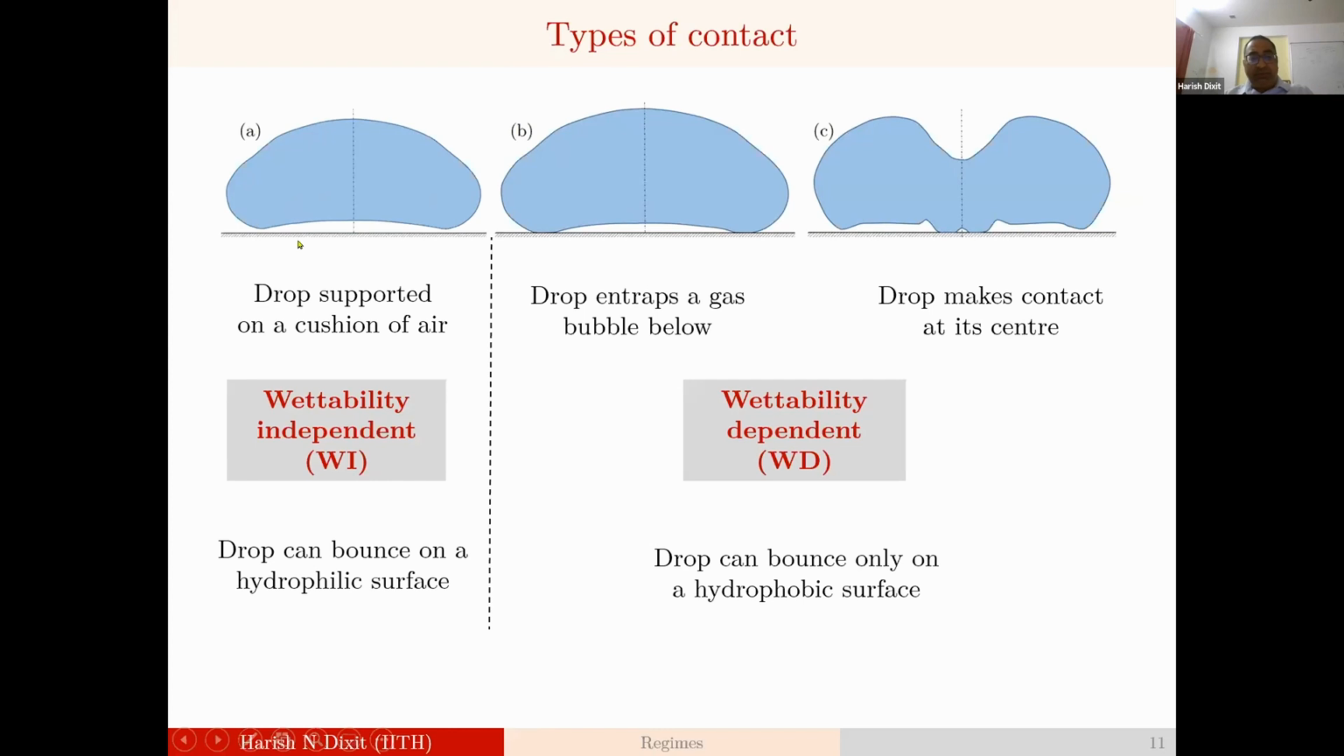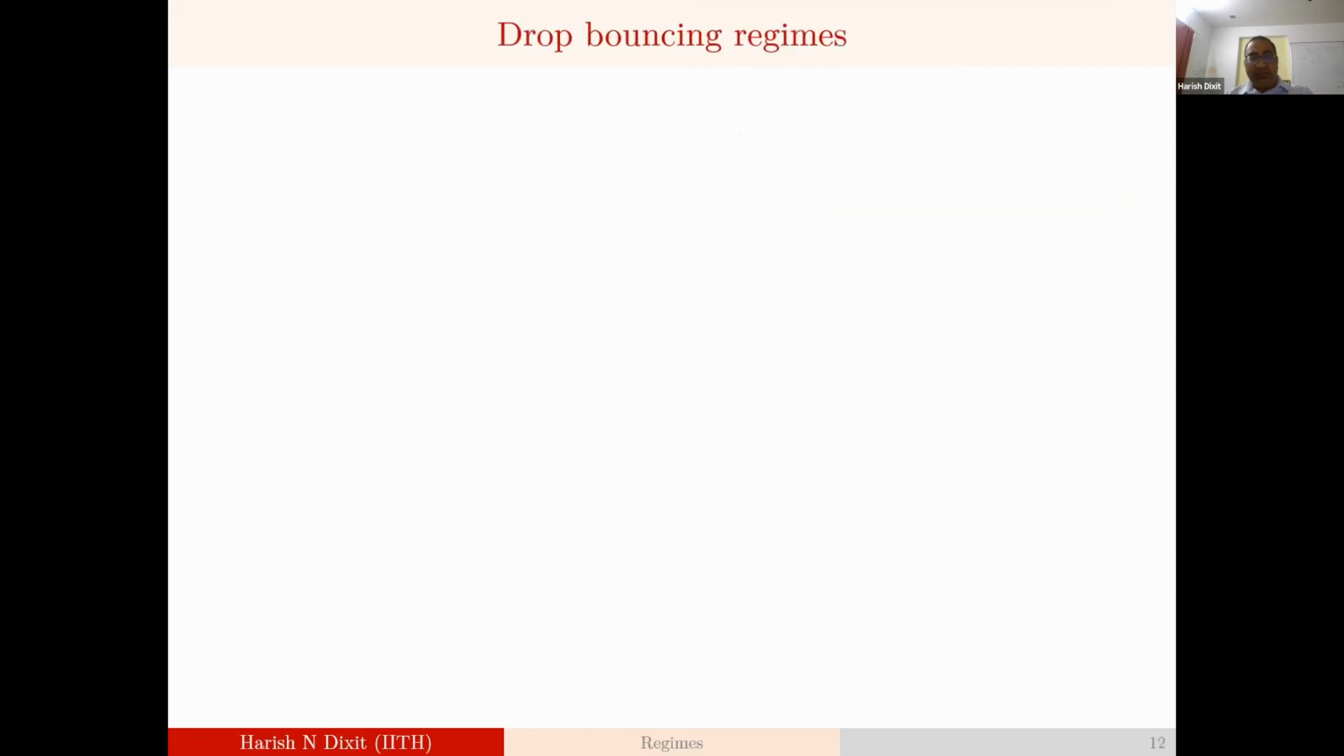So in the first scenario, where the drop never makes contact with the surface, the nature of the surface is independent. The wettability of the surface is unimportant, so we call it the wettability independent regime. And where it makes contact, what happens subsequent to contact depends on the wettability of the surface, so we call it the wettability dependent regime.